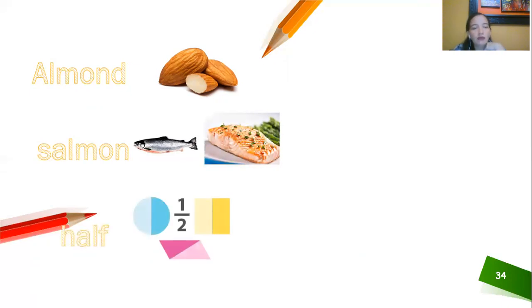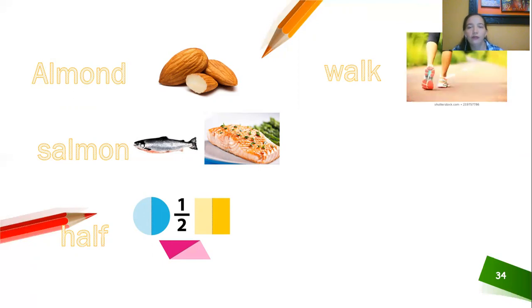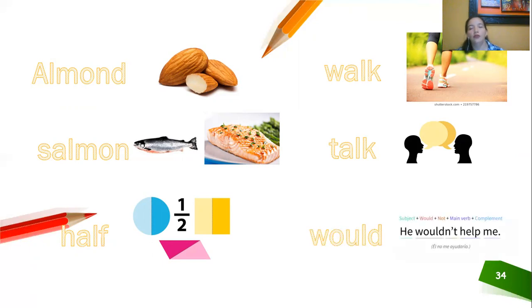This one means 50% and 50%, right? Like you have there in the pictures. This one is an exercise we should do every day or frequently for our health. This one is a synonym for speak. And this one, which is a modal verb, right? That you know very well. So look at the 6 words. Tell me, what do they have in common in the way they are written?